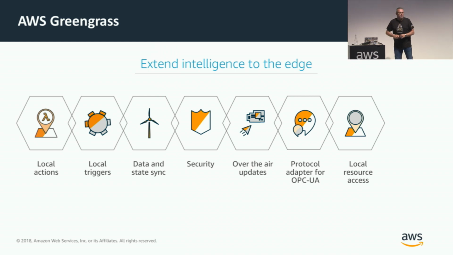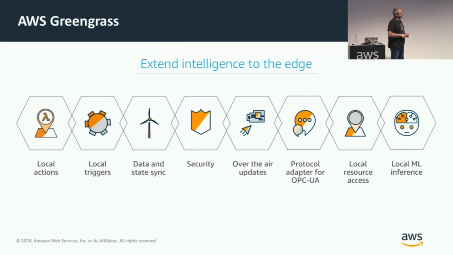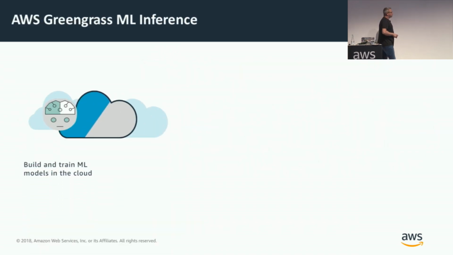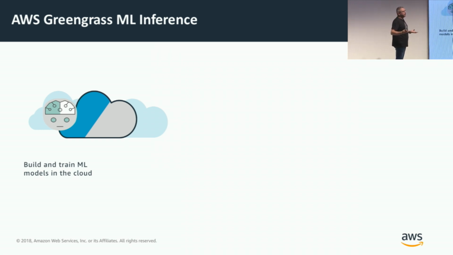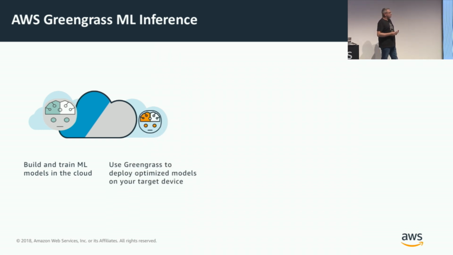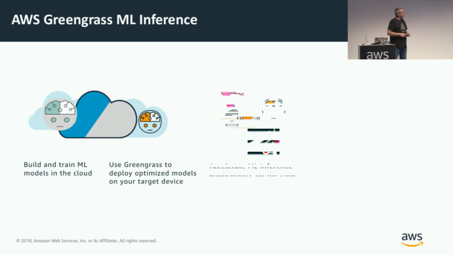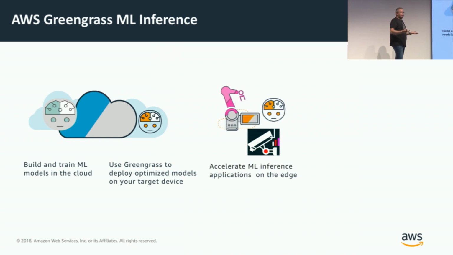And last but not least, and something very important to many of our customers, is the local machine learning inference. And local machine learning inference is basically taking machine learning and bringing it to the edge. It will allow you to build and train machine learning models in the cloud, where there is the capacity, the data, the computing power, which is not available at the edge, and then use Greengrass to deploy and optimize those models on your end devices. And then connect anything you have, like cameras or industrial machines, and do machine learning inference on the edge.